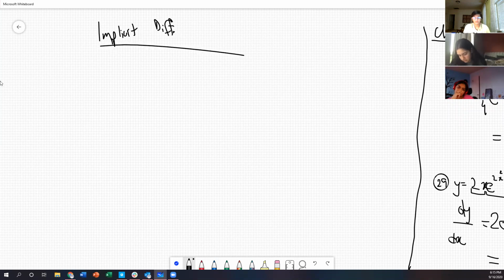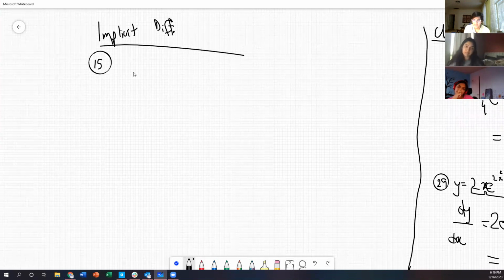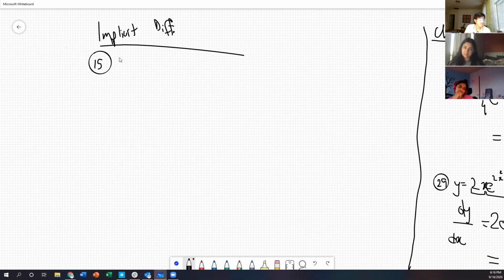Okay, all right. So for implicit differentiation, we're looking at number 15. When an object is placed at a distance p from a convex lens, it's good to visualize that, but for the sake of this problem, since they give you the equation, you don't really need that. So we have 1/5 equals 1 over p plus 1 over q.